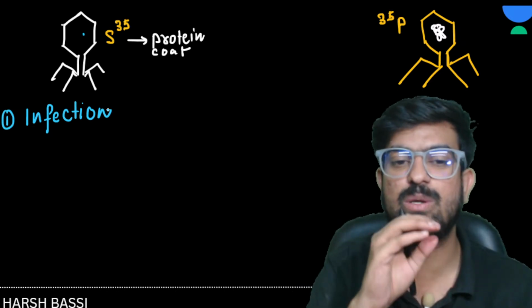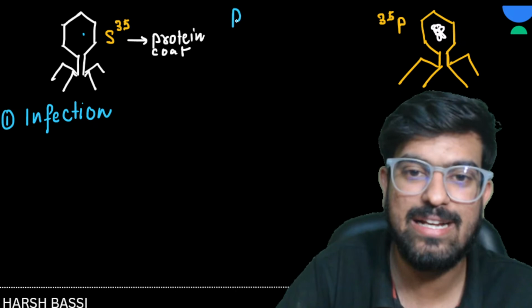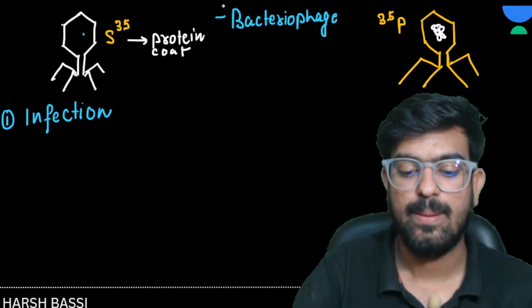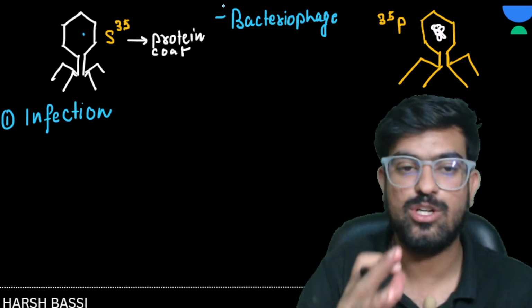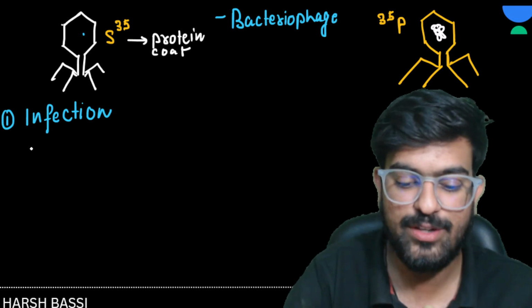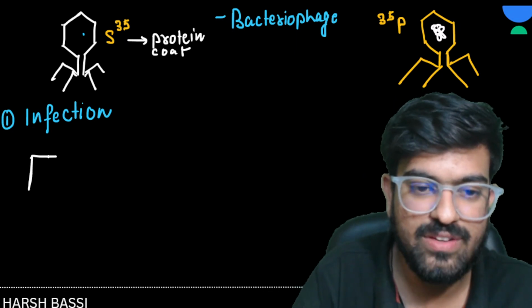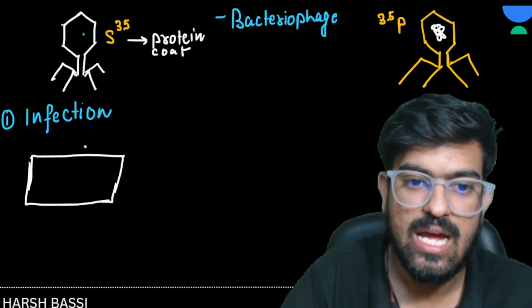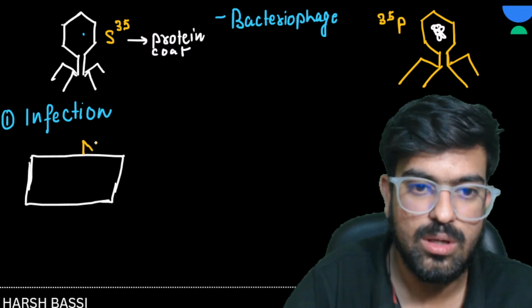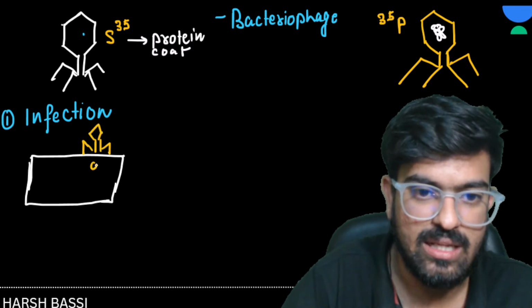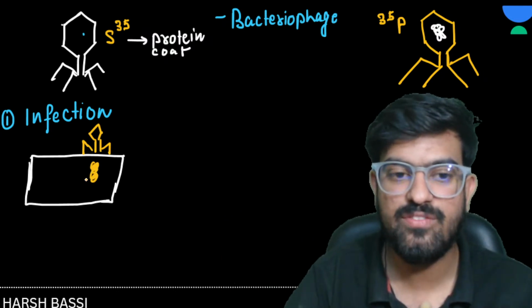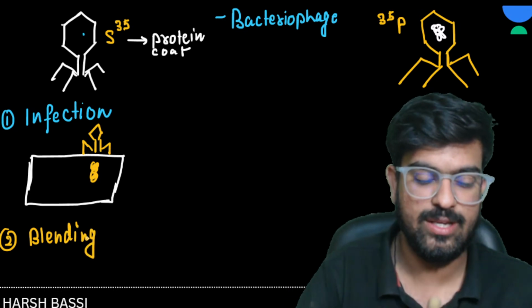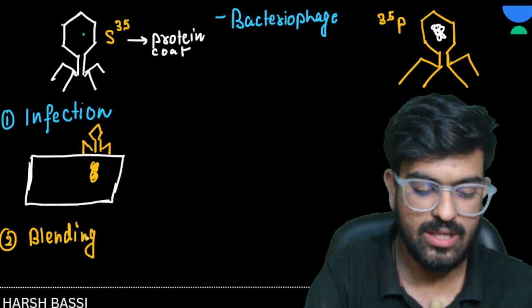So first of all we will do the infection. This is the bacteriophage. What does the bacteriophage do? It infects E. coli. So we took this E. coli and allowed the infection to happen. The bacteriophage sits here like this and injects all of its genetic material inside. After the infection is done, what we do next is blending. We blended the mixture.